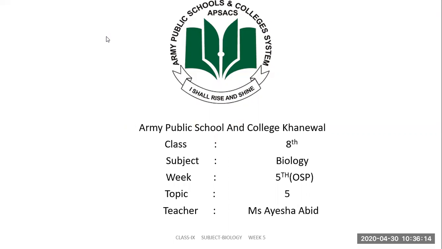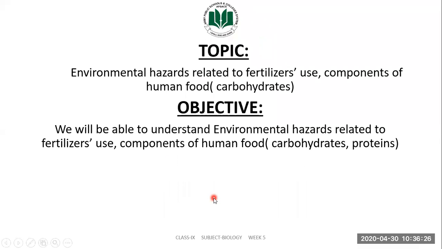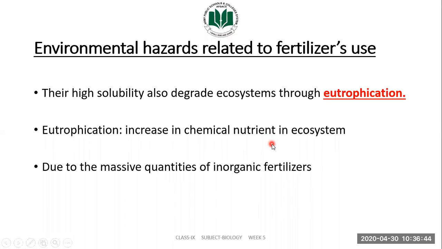Today I welcome you all to our biology lesson for class 8, subject biology, week 5, by App6 online support program. Topic is 5 and your teacher is Miss Aisha Abid. Our topic today is environmental hazards related to fertilizers use and components of human food, in which we will be discussing carbohydrates. Objective: we will be able to understand environmental hazards related to fertilizers use and components of human foods, including carbohydrates. Environmental hazards related to fertilizers use.